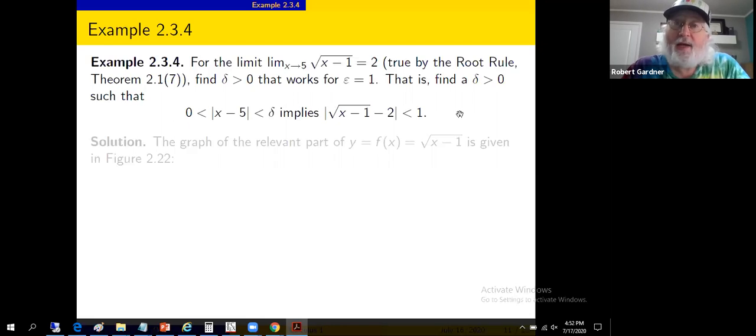So we're illustrating how to find deltas for given epsilons. Of course, to actually prove something, and we'll do this shortly, you'd have to take an arbitrary epsilon and find a delta based on that. That's a bit more involved, but we'll illustrate that too.